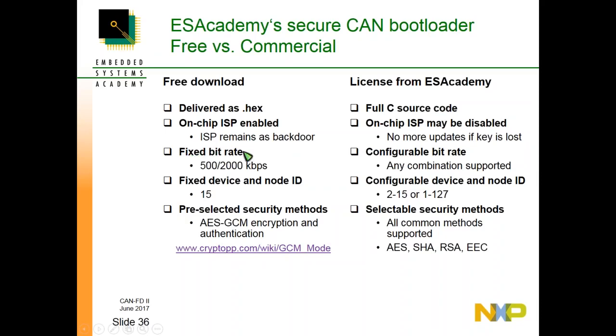The bit rate on CAN FD is fixed to 500 kbit/s nominal and 2 megabits per second on the data bit rate. And of course, with the source code, you can do any combination. And when communicating with the devices, we need to assign them a device or node ID that is also locked in the download version, in the free version. In the source code version, you can do any.